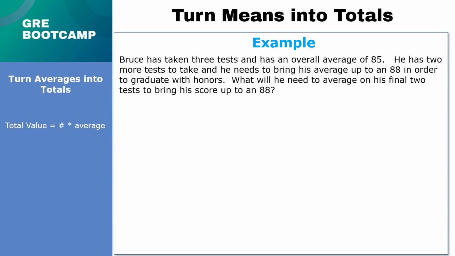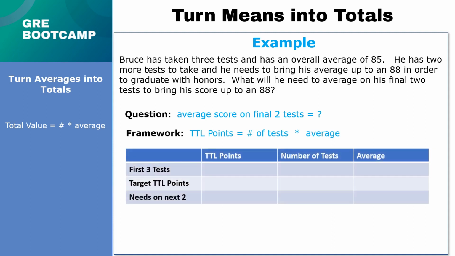Let's try this one. Go ahead and read the question to yourself. Pause the video if you need to. So the question is asking, what does Bruce need to average on the last 2 tests in order to get his total average up to 88? Now, whenever you're asked to move a total average up or down, it's a sure bet that you need to use this framework. The total value equals the number of things times the average.